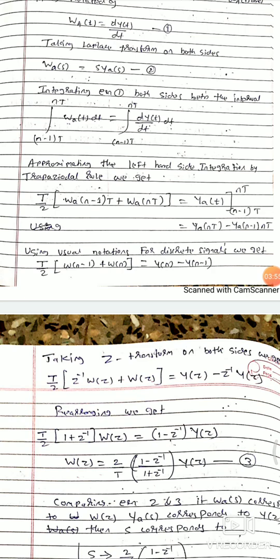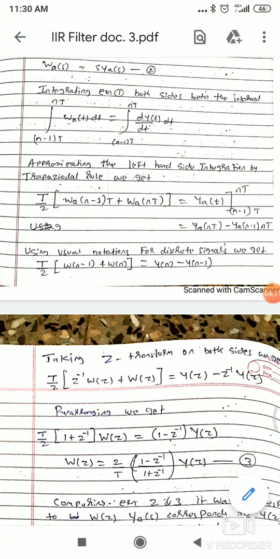W of n minus 1 is as it is. W of nT can be written as W of n, because T is the period there. Same thing over here: y of nT is nothing but y of n only, since T is a period of this thing. And y of n minus 1 can be written as y of n minus 1.